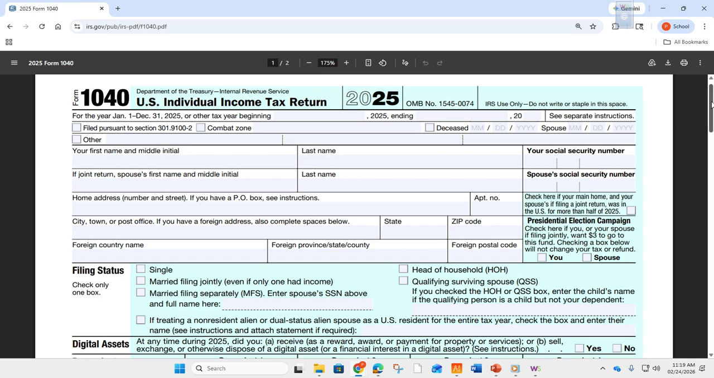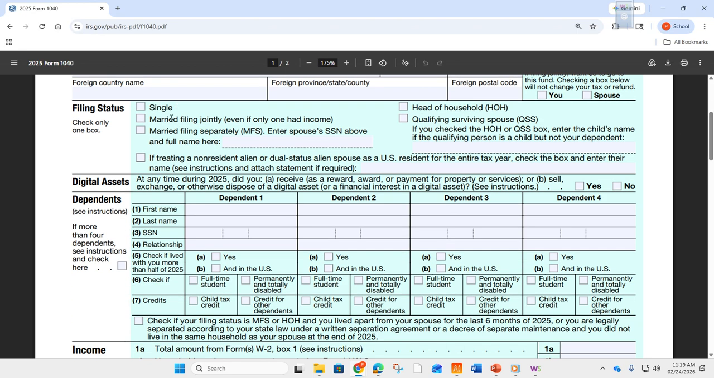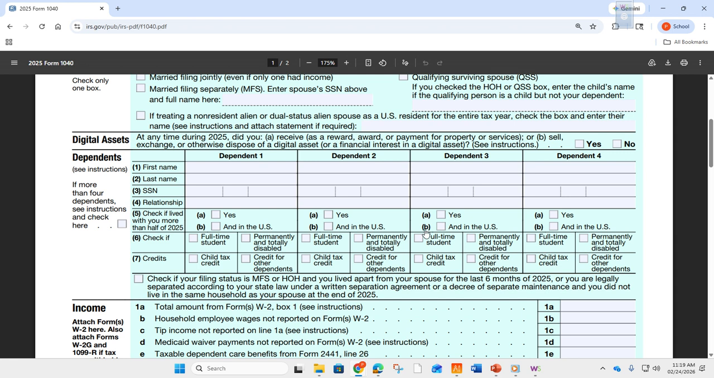You do have to indicate your filing status here. You guys are all going to go single. I don't know if you have any digital assets. If you won a big prize or property or something, you might click yes there. I don't think any of you have dependents, but at your age you could technically.